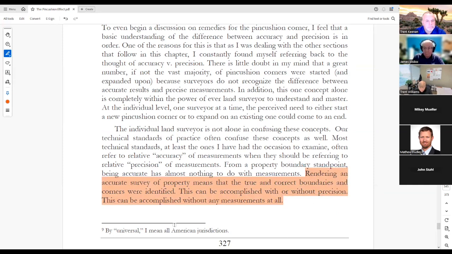He said this quite a few times at the conference too. You can do an accurate survey with a knotted rope and a Boy Scout compass. Absolutely, I think that's great.